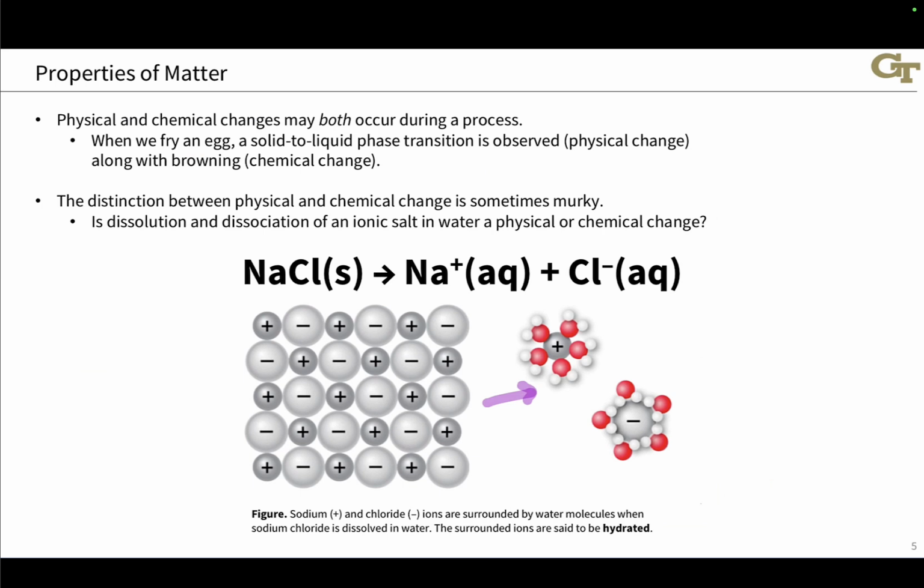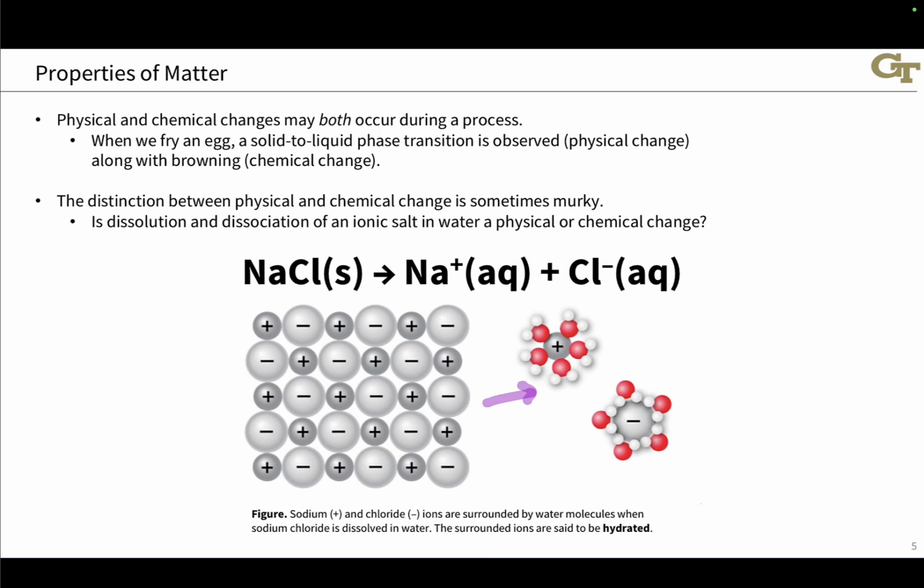Now, in any particular process, physical and chemical changes may both occur, and this is actually very common. For example, we might need to heat a chemical reaction to get it going, and maybe that causes some evaporation of a liquid into the gaseous state. At the same time, bonds are being broken and formed and a chemical change is occurring.